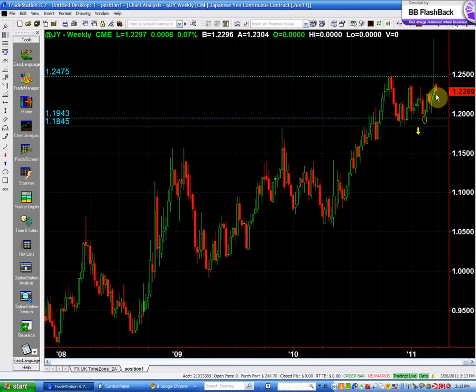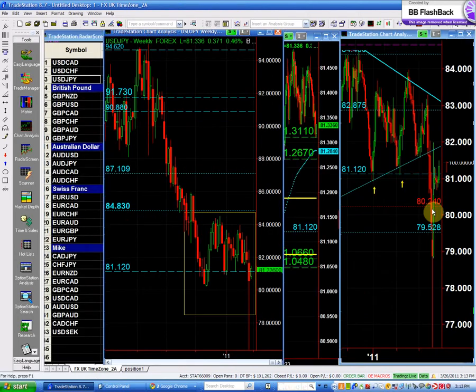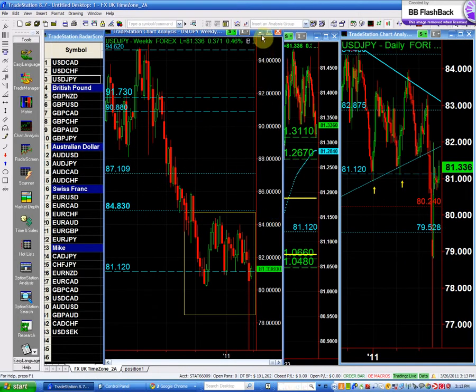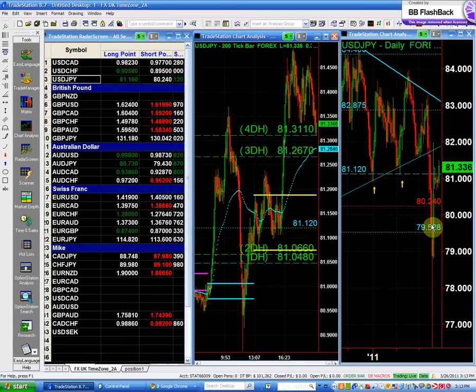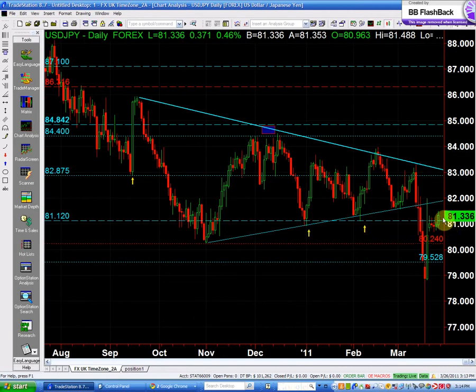So the bias for the dollar is to the upside, the bias for the yen is to the downside, but based on this, we can expect a lot of volatility at or around the breakout points. If I'm looking at this, my bias now for the dollar yen is to the upside. My structural point, as you see, on the daily chart, is now the 81.10. It has closed above the 81.12, and now it is trading at 81.33.